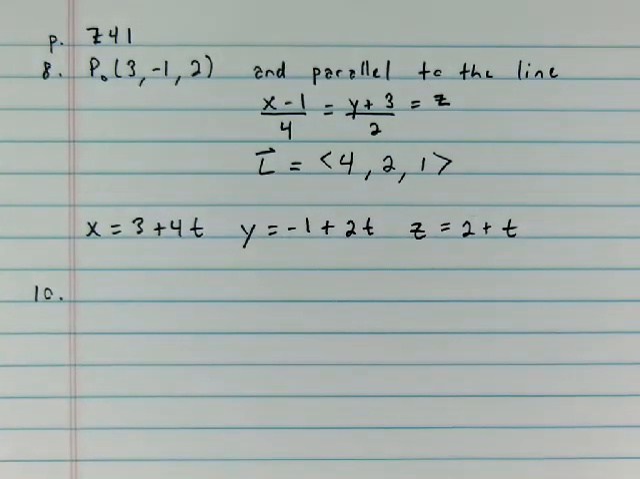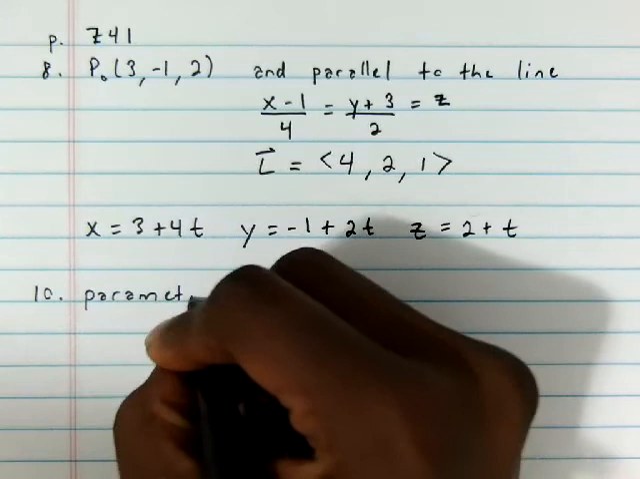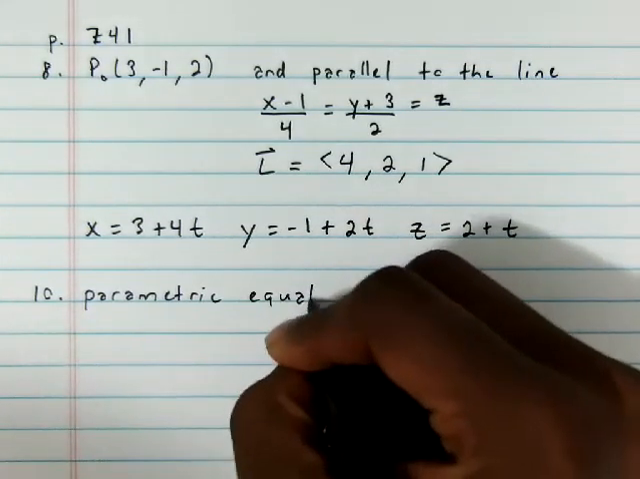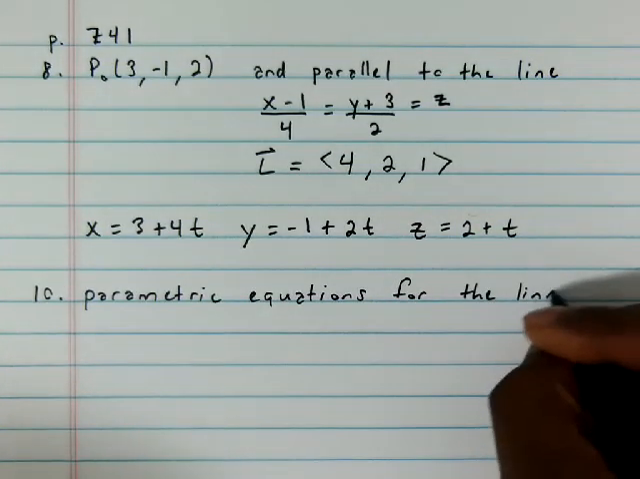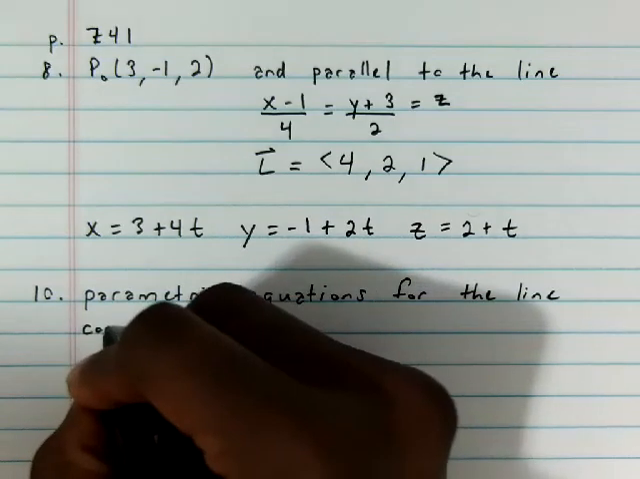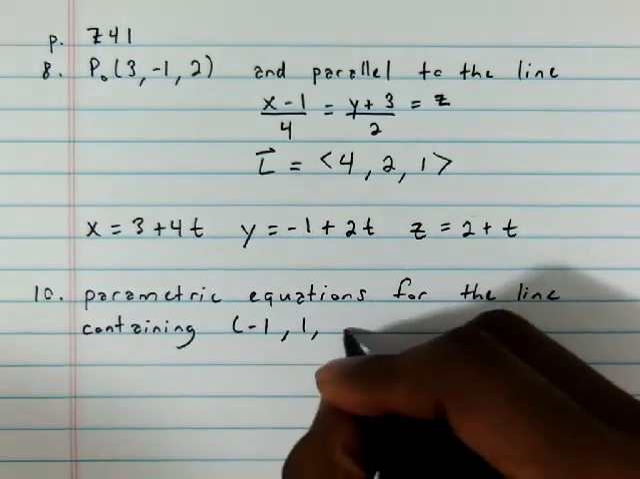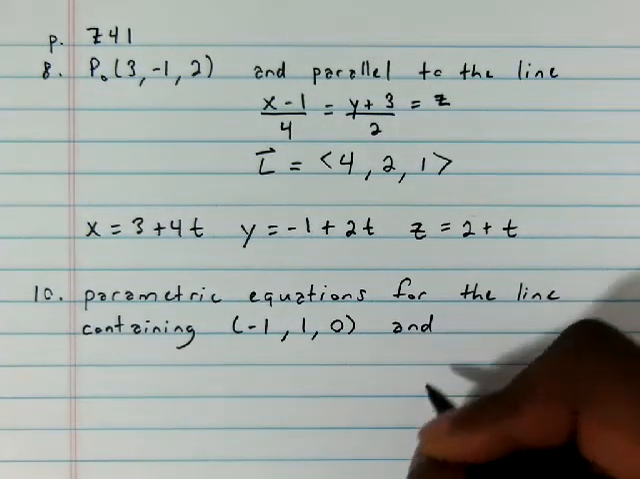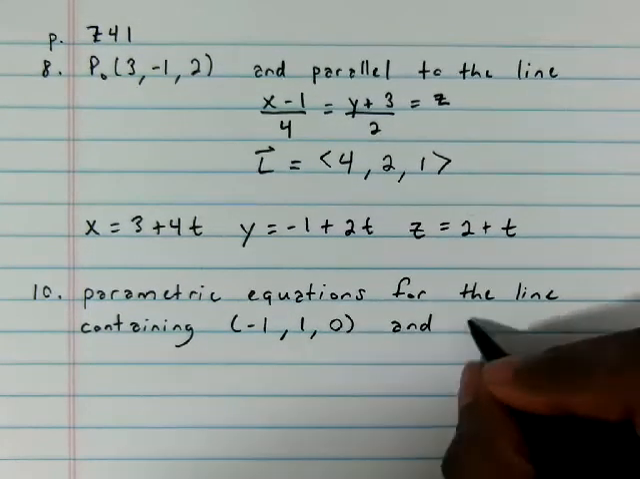which says find parametric equations for the line containing the points (-1, 1, 0) and (-1, 5, 7).